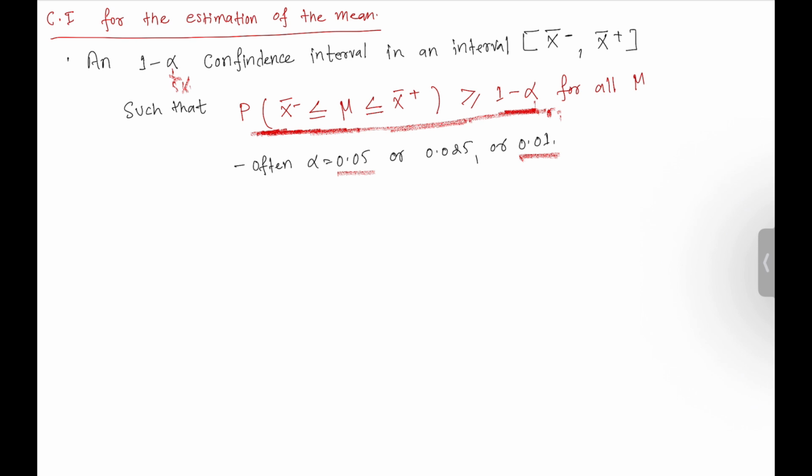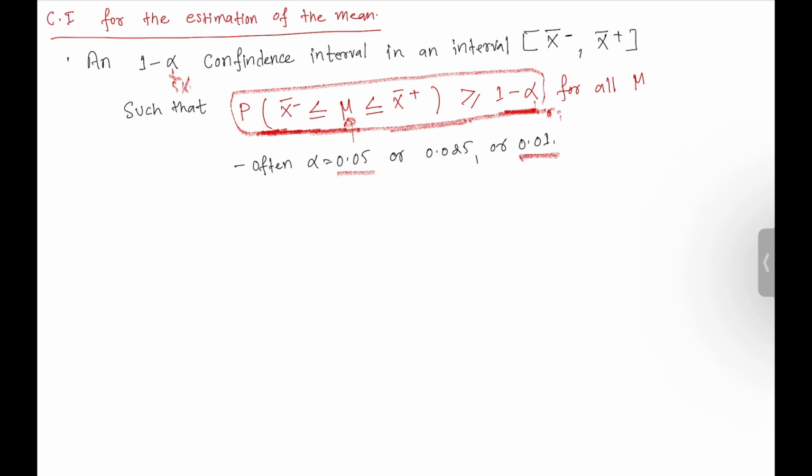So what it is saying to you is that if you had taken 100 samples and calculated the interval for each sample, then out of those 100 calculated intervals, 95 of them are capturing the true mean. So this is the interpretation you should carry.